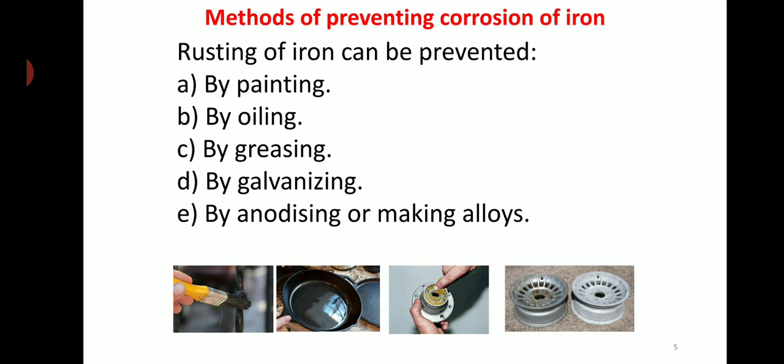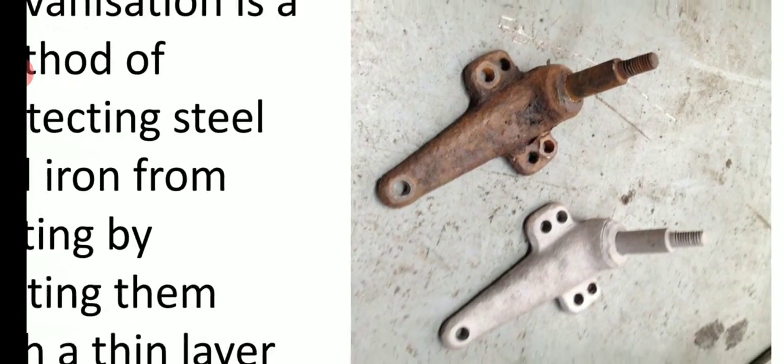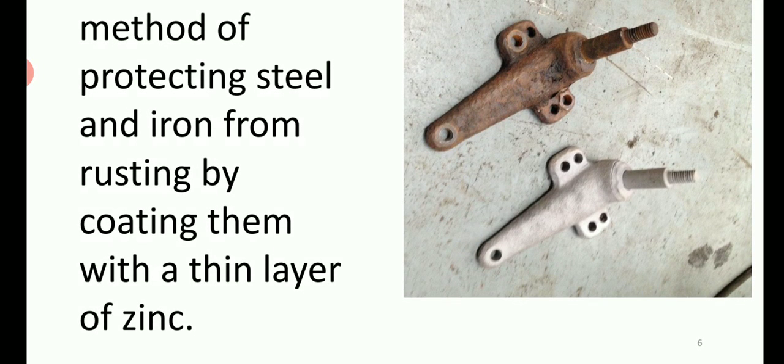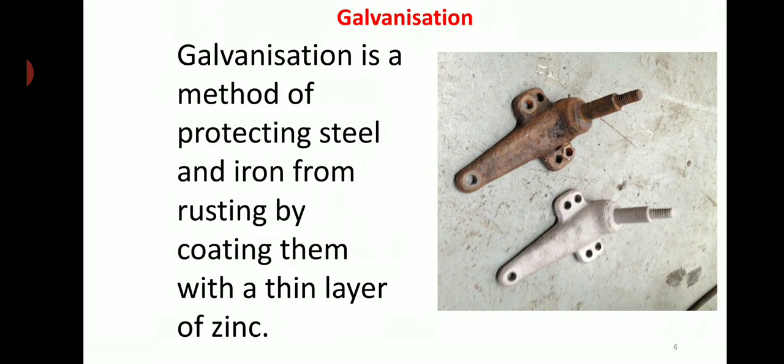So what do you mean by galvanization? See in this picture you can see two articles. The first one is a rusted one and the second is a galvanized article. So what is this? It is a method of protecting steel and iron from rusting by coating them with a thin layer of zinc. So galvanization is nothing but coating the metal with zinc.